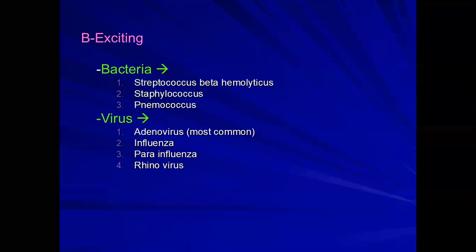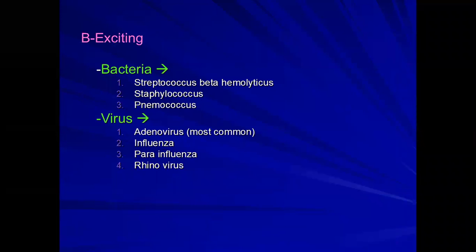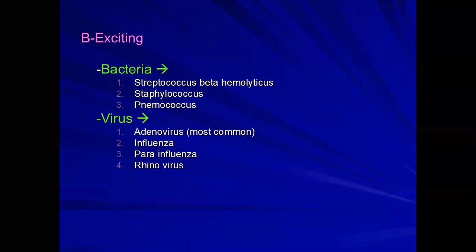Then the exciting agents are very important: bacteria and virus. Initially there is an attack of viruses: adenovirus, influenza virus, parainfluenza virus, rhinovirus. The most common is adenovirus. Early on it is a viral attack, then it changes into a bacterial one. The main bacterium is Streptococcus beta hemolyticus, which has importance here. Second is Staphylococcus, and then Pneumococcus.